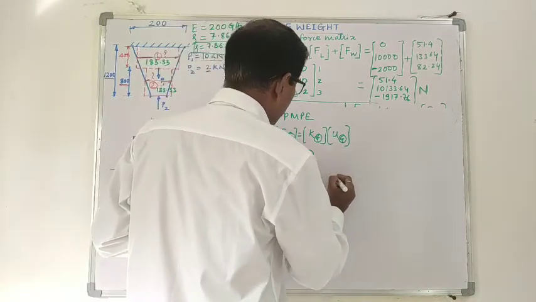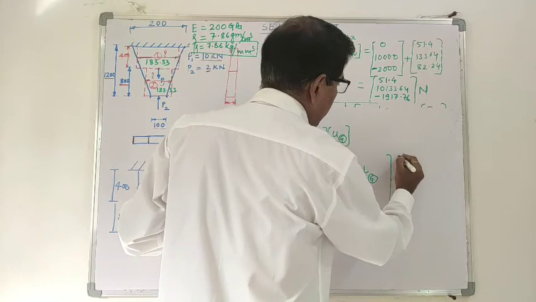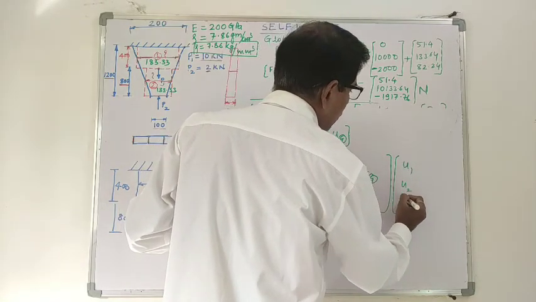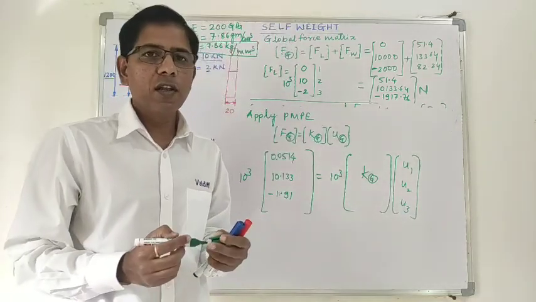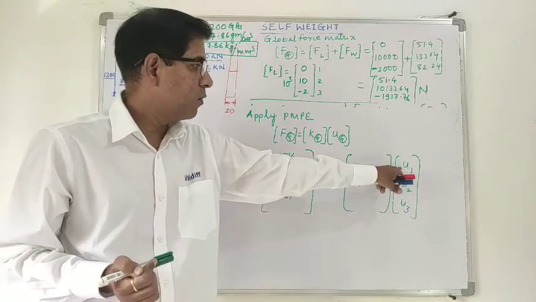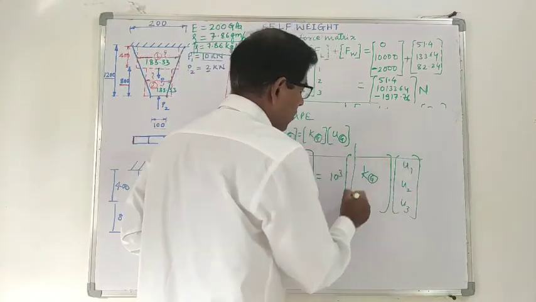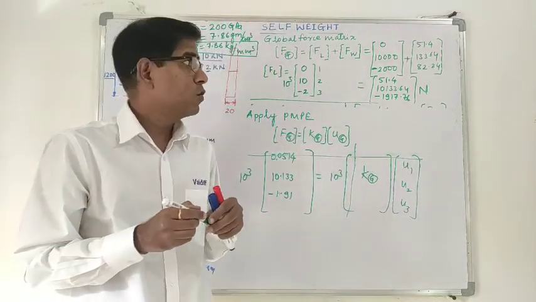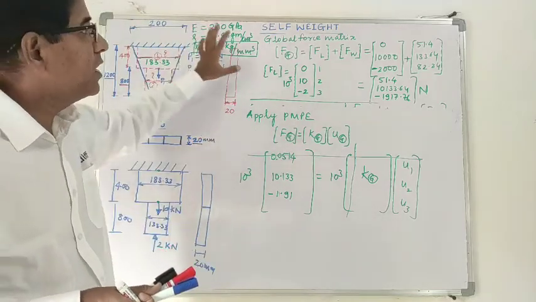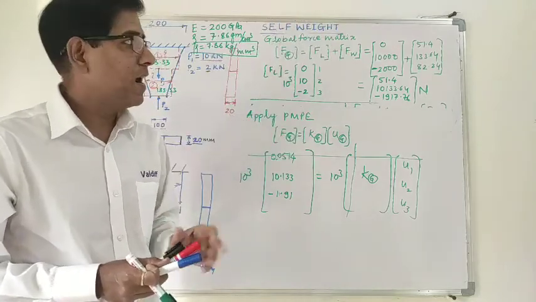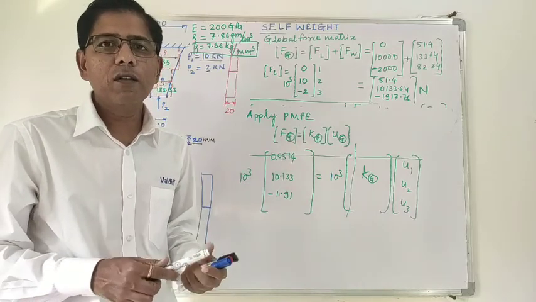This is equal to 10 to the power 3, this is the kg matrix, and this is u1, u2, u3. Now you can do the calculations and find out the values of u2 and u3 by applying Gauss elimination. You can easily find them. The important thing is to convert the wedge-shaped plate into a step shaft, then find out the global force matrix and apply the principle of minimum potential energy. The rest of the calculations you know and can do very well.